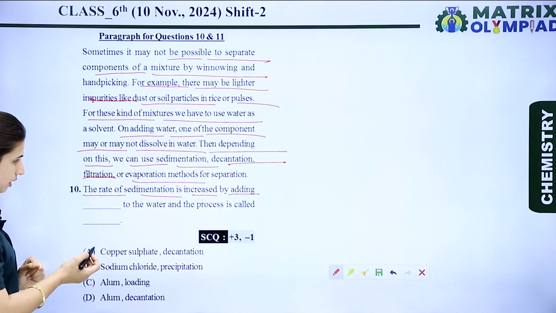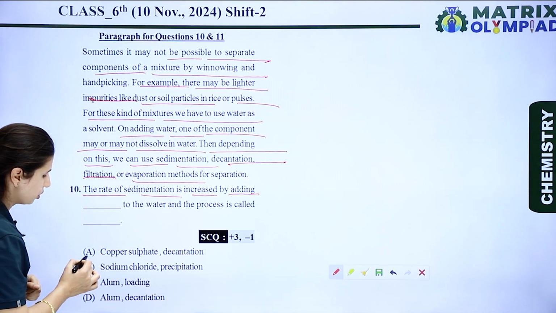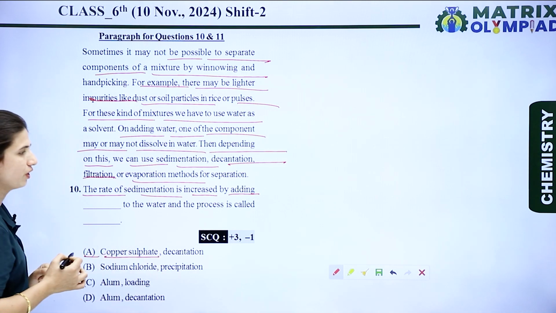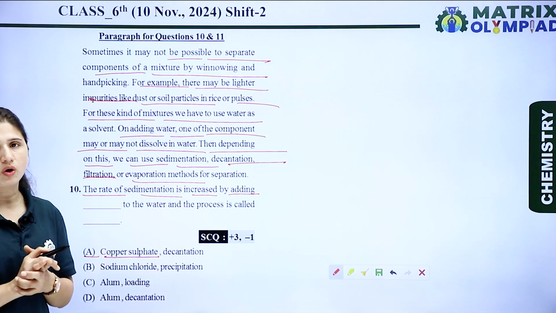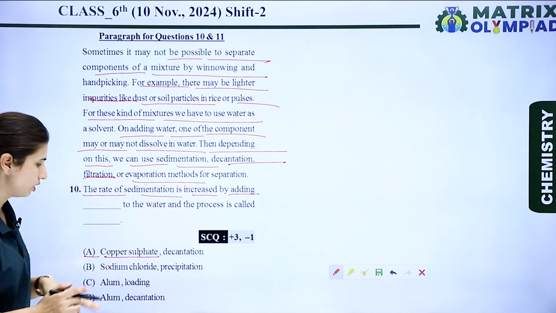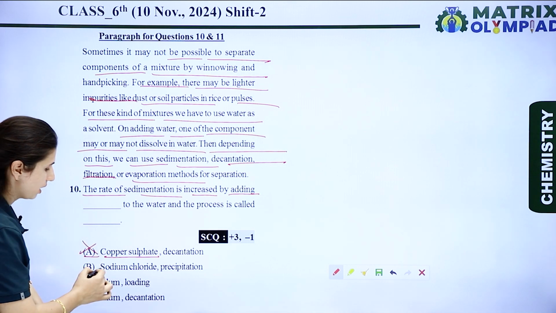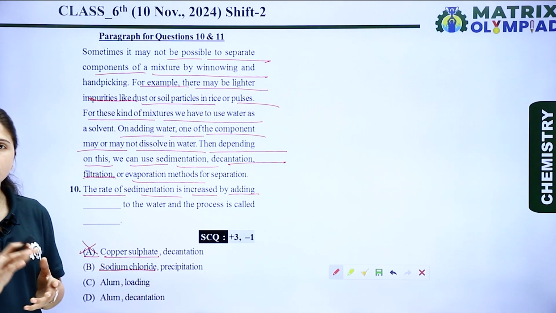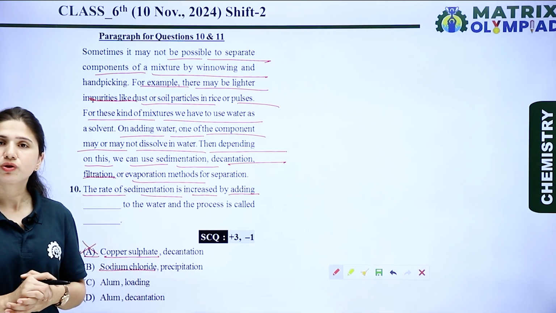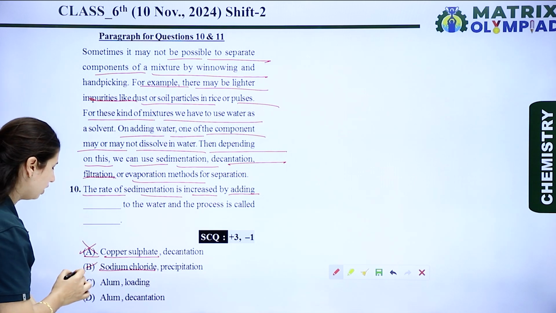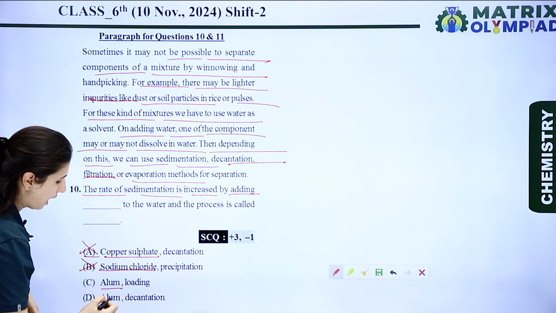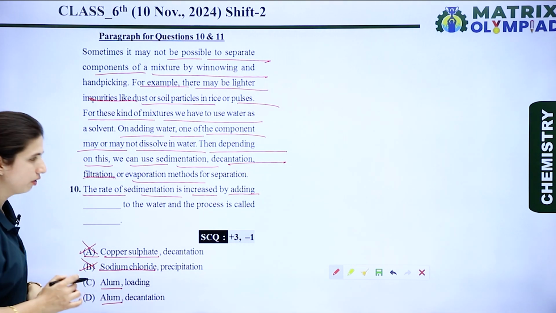Okay, so if we're talking about the options, the first option is copper sulfate. When we add copper sulfate in water, it forms a true solution. So this is completely a wrong statement. Second is sodium chloride. Sodium chloride also forms a true solution with water. So it is also a wrong option. Now next is the alum. So it might be the right option.